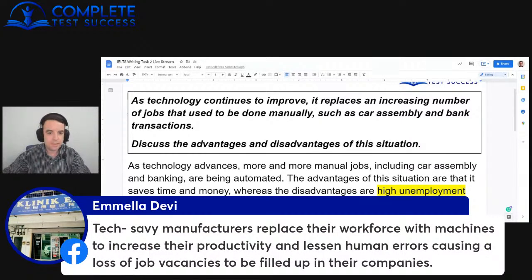Amelia: Tech-savvy manufacturers replace their workforce with machines to increase their productivity. So their productivity would be the productivity of the workforce. So it would just be to increase productivity and lessen human errors, causing a loss of job vacancies to be filled up in their companies.